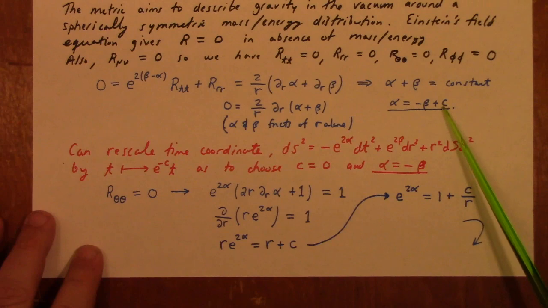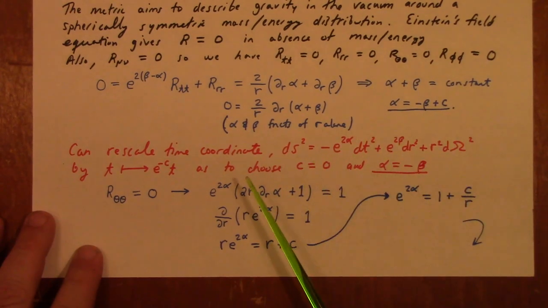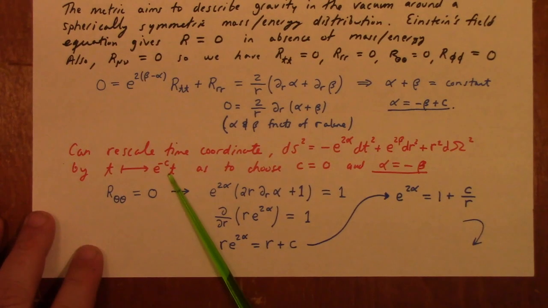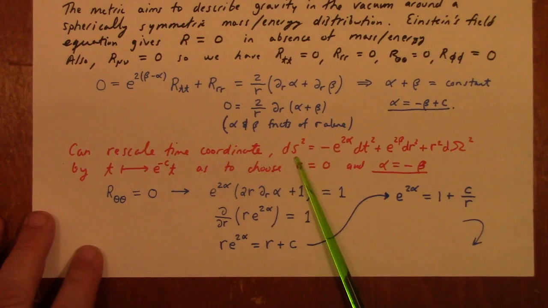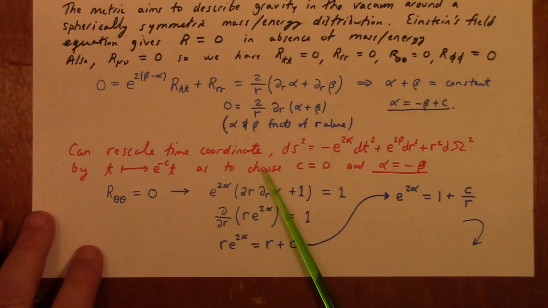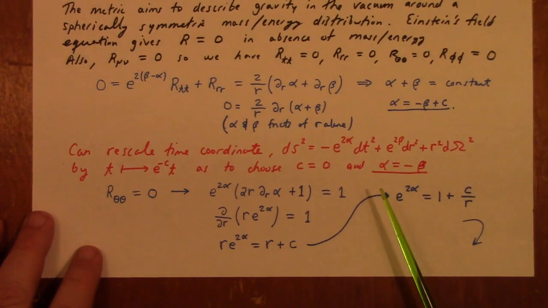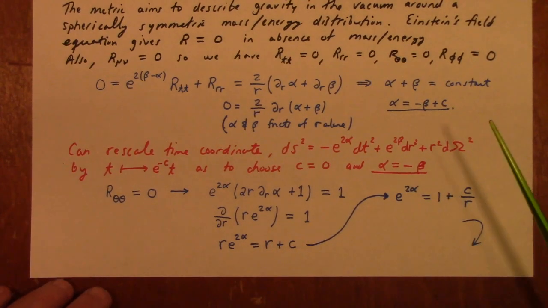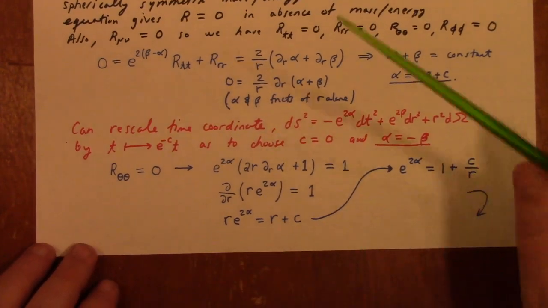He also points out that you can get rid of the c by rescaling the time coordinate to e to the minus c times t, and since that just amounts to rescaling the time coordinate, we might as well just put alpha equal to minus beta.